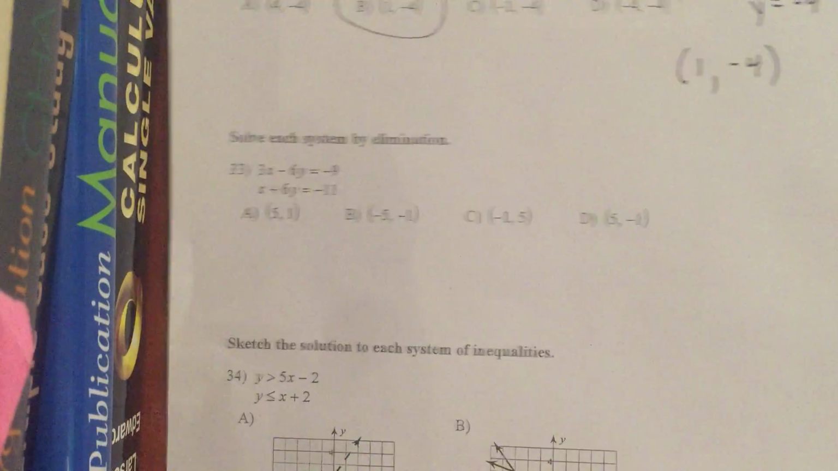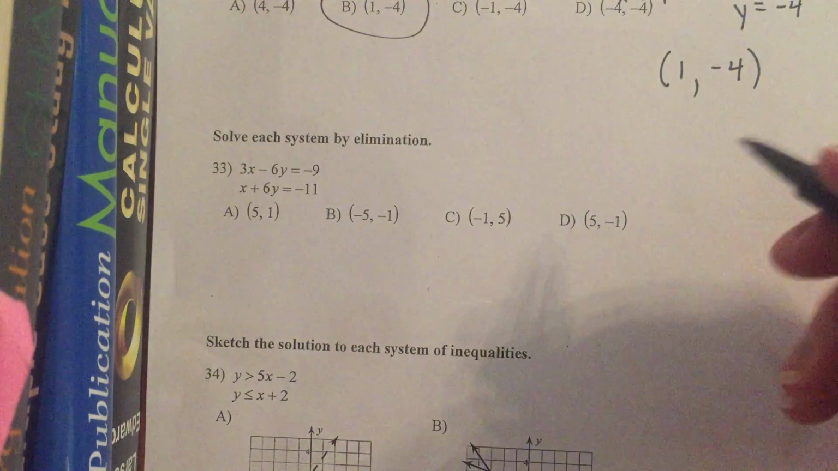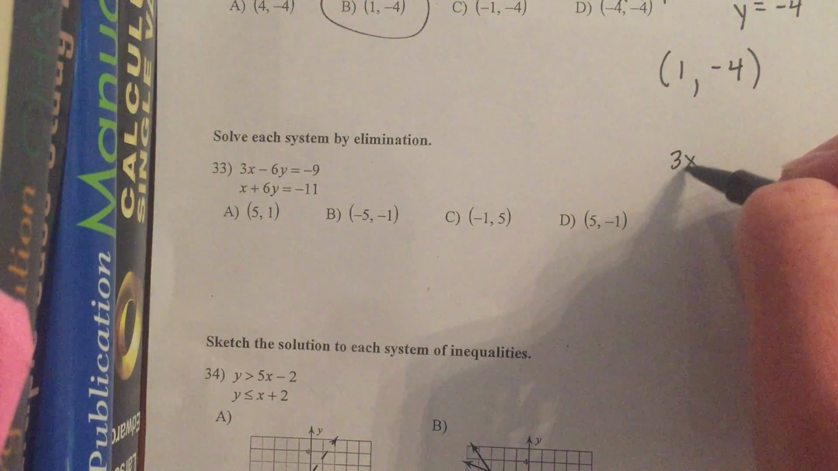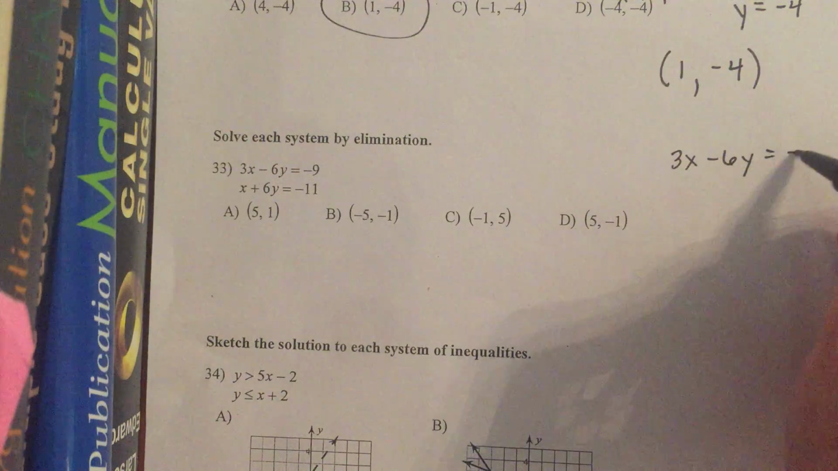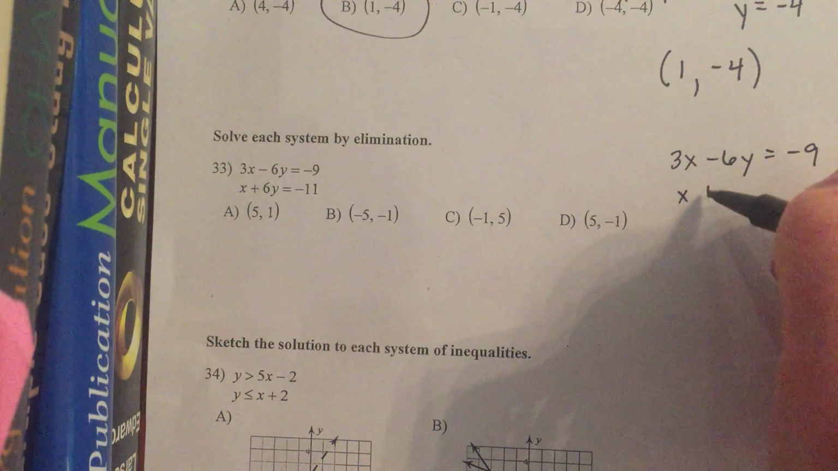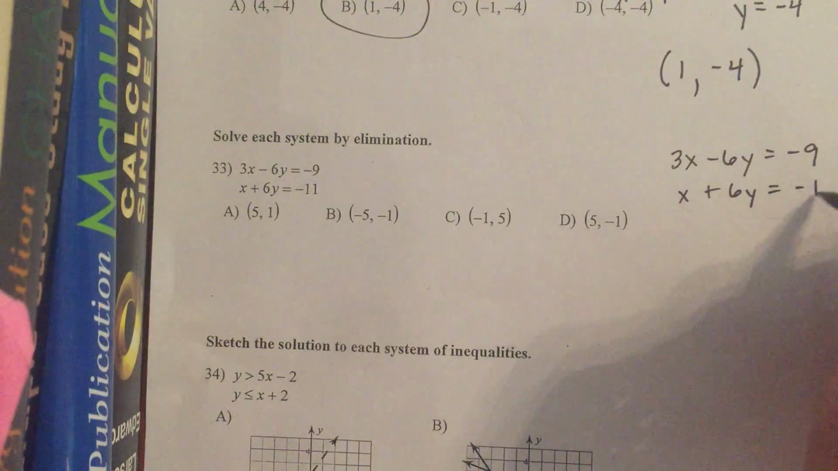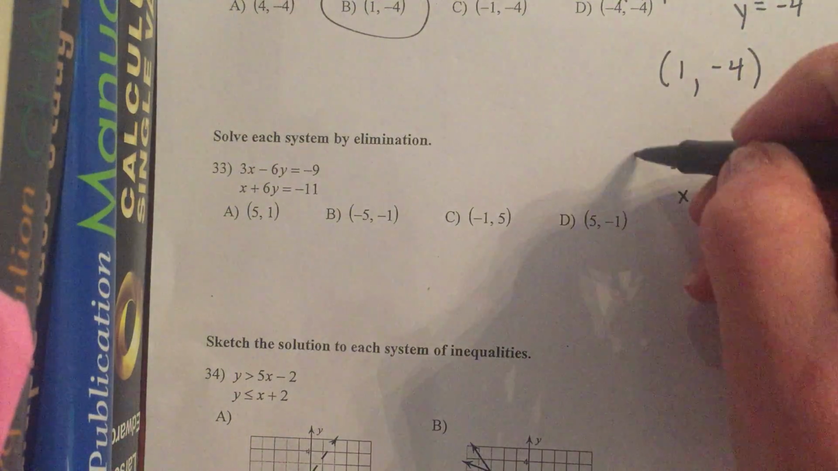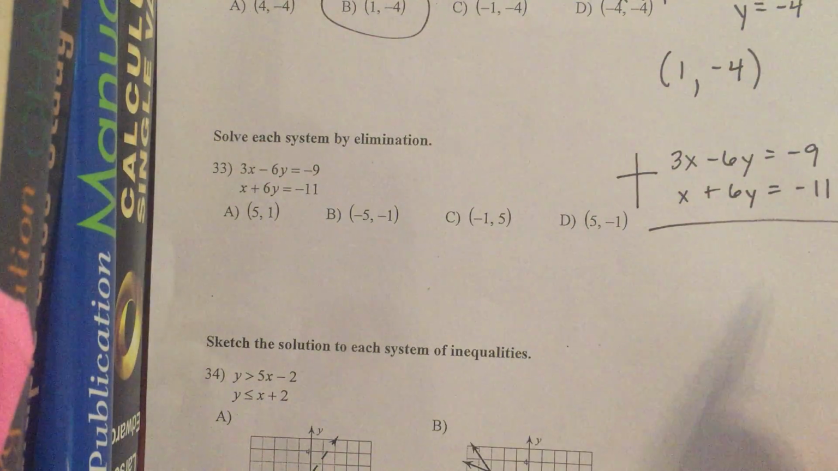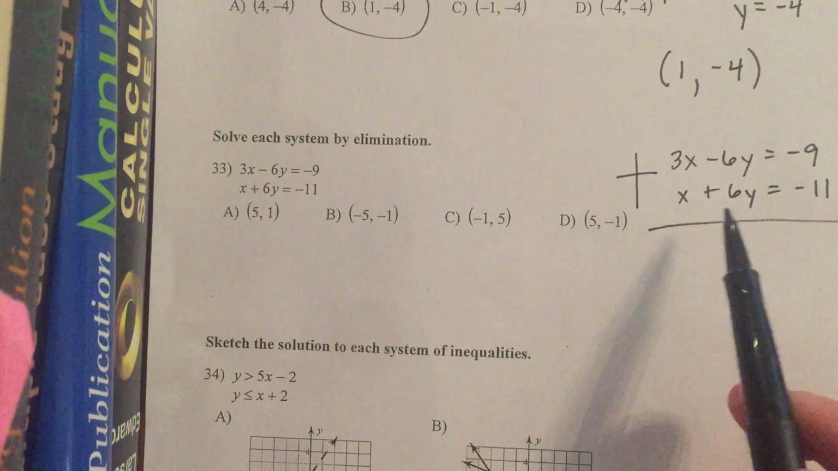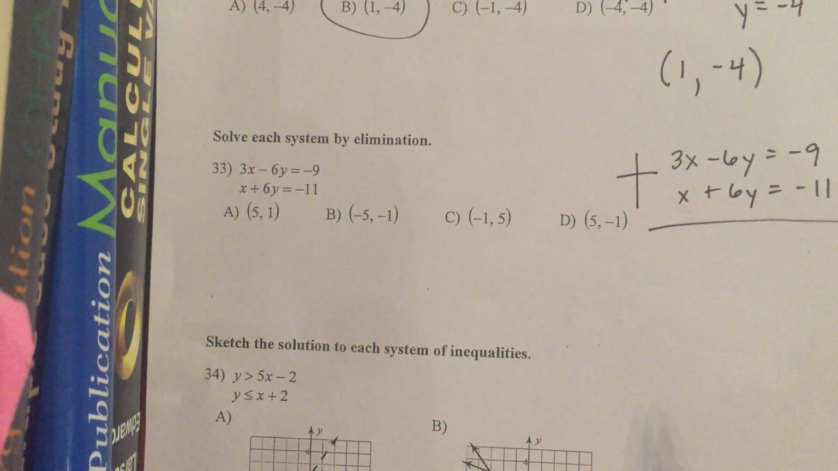Okay, 33. Solve each system by elimination. I'm going to rewrite that over here. 3x minus 6y equals negative 9. x plus 6y equals negative 11. So when you eliminate, you add up your two equations, make sure everything's lined up, x, y, equal sign, number, and you add them up to try and make something eliminate, meaning it adds up to be 0.